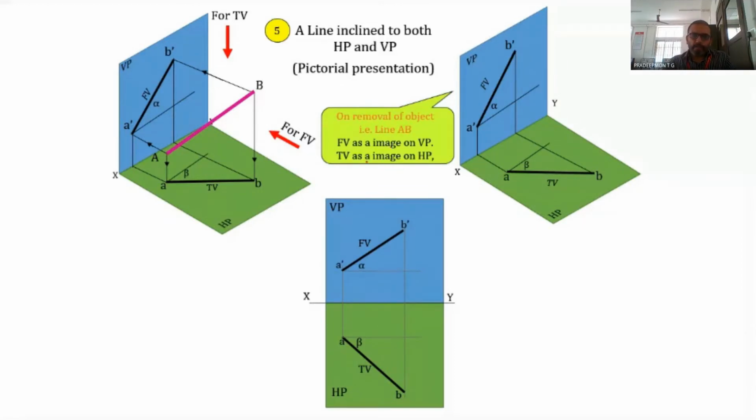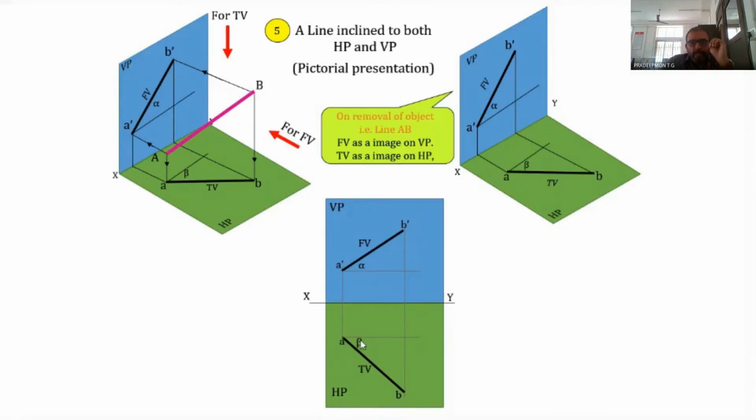So here it is A dash B dash, that is the front view. This is the angle alpha, that is the inclination of A dash B dash with the XY line. And the XY line is here. And AB, the top view, is here, and the top view is making an angle of beta degrees with the XY line. So in this case, since the line is inclined to both HP and VP, none of the views are parallel to the XY line.